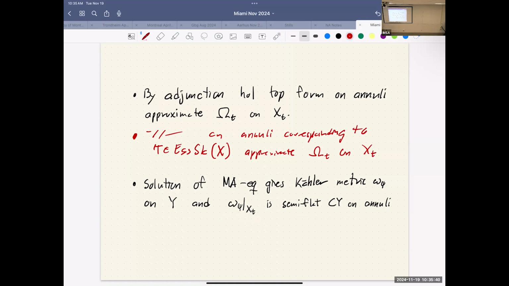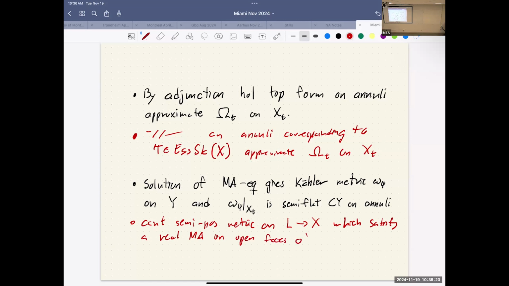And then the more general version of this is that if you have a continuous semi-positive metric on the polarization of this family of maximally degenerate Calabi-Yaus, which satisfies a real Monge-Ampère equation on open faces of the essential skeleton, then in this toric setting we get an actual metric on the ambient space which we can restrict.